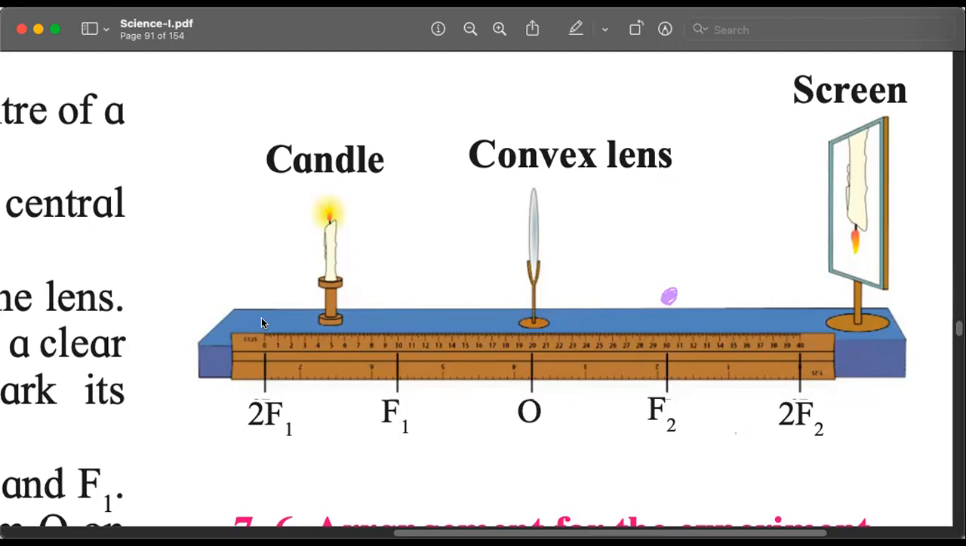And then it says, now take the candle, light the candle, place it at different places on one side of the convex lens, and see where you are able to see the image on the screen. Or I mean, where do you have to keep the screen to see the image? And then it says, sometimes you will see that the image is magnified, the image is diminished, or the image is erect, or the image is inverted.